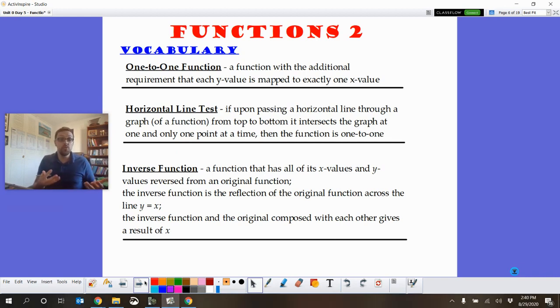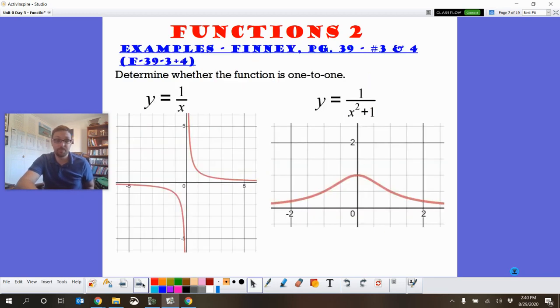So we use the horizontal line test. Just like the vertical line test, we passed a vertical line across our thing. That checked if it was a function. If it also passes the same kind of test, but with a horizontal line, then it is a one-to-one function and is able to have an inverse. If it doesn't pass both those tests, it cannot have an inverse.